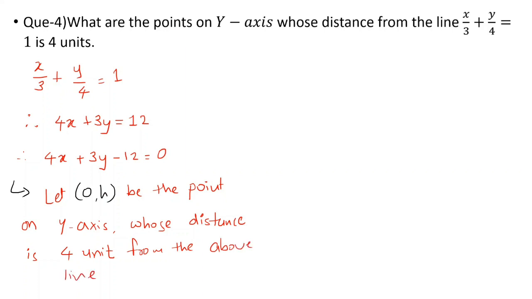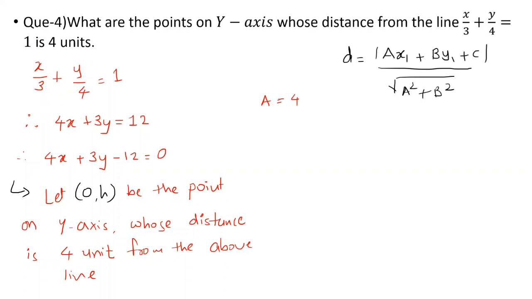Now the perpendicular distance from any line to a point is given by d is equal to modulus of ax1 plus by1 plus c upon under root a square plus b square. From this line I can say that I have a equal to 4, b equal to 3 and c is equal to minus 12. I am getting these values from this equation of line. Now d equal to, I have 4, so I'll get 4 is equal to, point x1 y1 is this 0 comma h, correct?